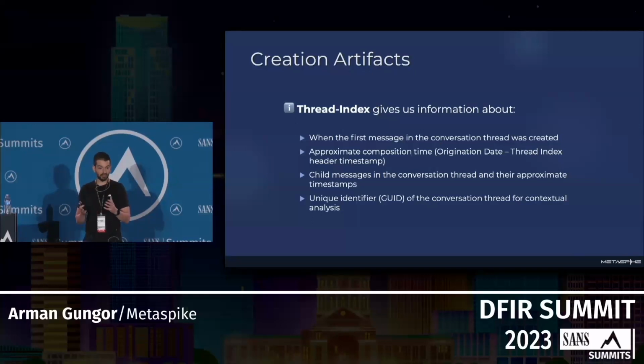So let's say that somebody used an email client and they used the feature to not send the email immediately, but send it at a scheduled time, then you would see a difference there. The one artifact that'll tie back to the original creation time of the email will be thread index there. And then it has some other benefits too. You can look at the child messages. So if there are multiple messages in the conversation thread, you would see them and be able to construct a skeleton of the entire conversation. And each email thread has its own unique identifier as a GUID, and you'll be able to use that in contextual analysis, as I'll discuss in a little bit.